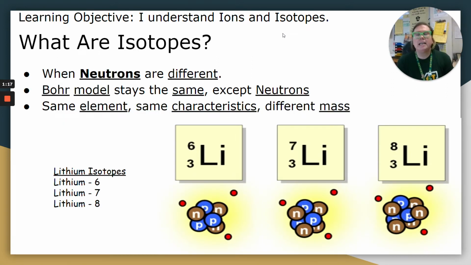What are isotopes? These are when the neutrons are different. The Bohr model stays the same. So the Bohr model, if you learned to draw it, looks the same, except for the neutrons, you just have a different number that you'd write in there. It's the same element. It has the same characteristics. It just has a different mass. And fun fact, it's actually why our atomic masses at the bottom of our square are a decimal point, because it's an average of all of the isotopes of that element. Fun little fact for you.